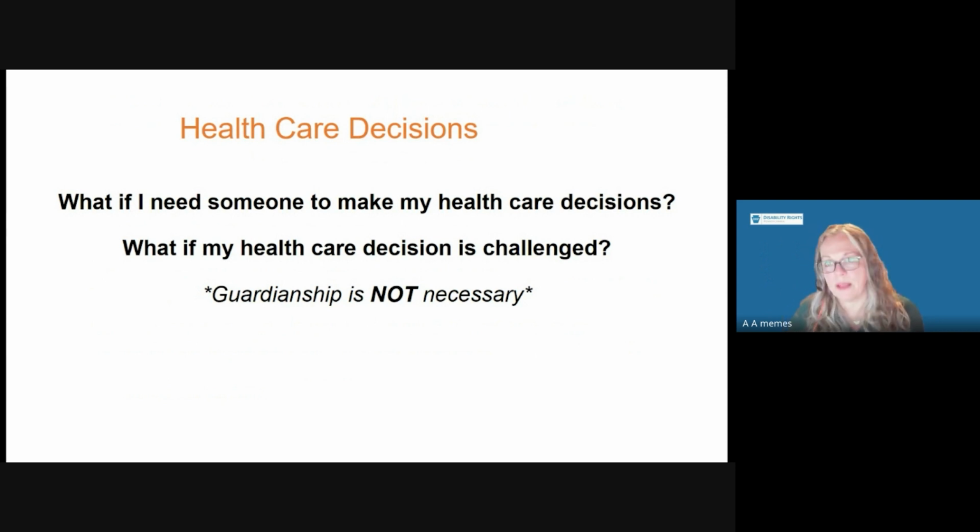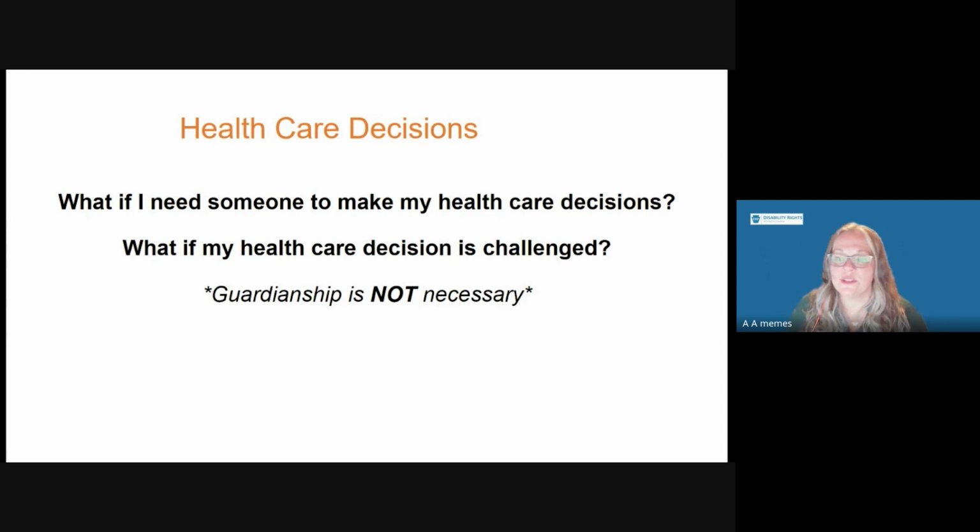So first, we're going to talk about healthcare decisions. These are the questions, right, that are on everybody's mind. What if I need someone to make my healthcare decisions for me? I'm a person with a disability and I really can't. I don't have the capacity to do that. Maybe I can't even really do it right now with the help of supported decision making. What if my healthcare decision that I make is challenged by the doctor?